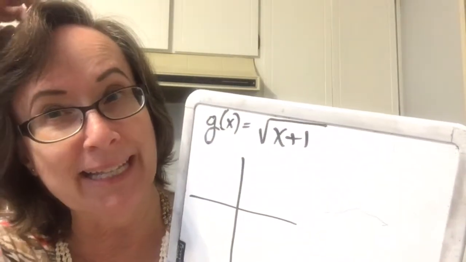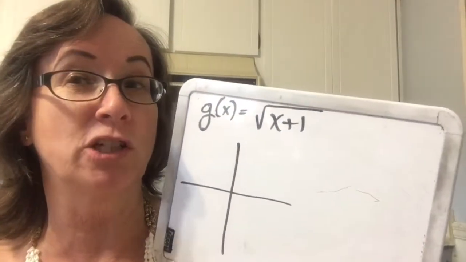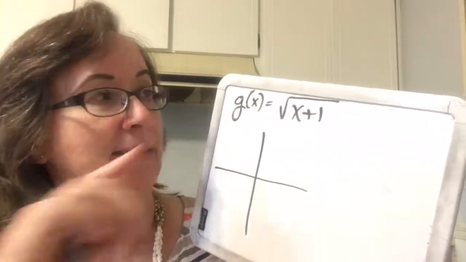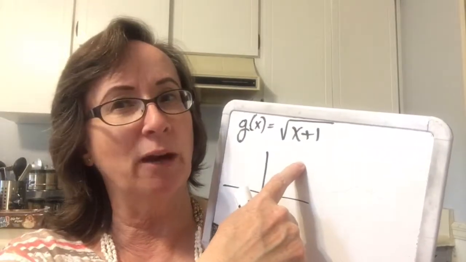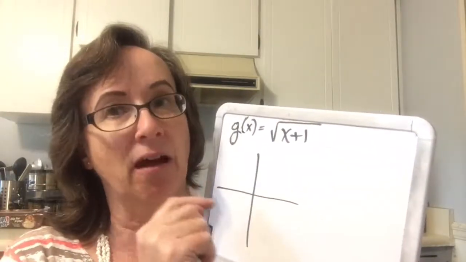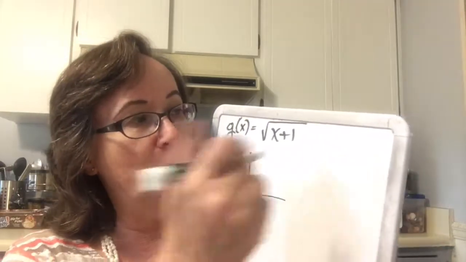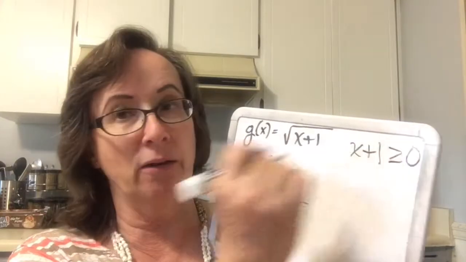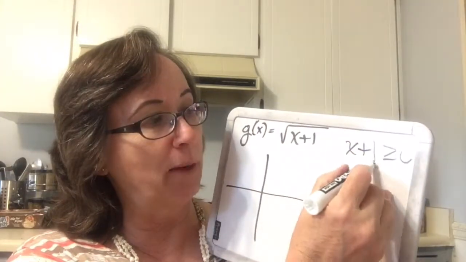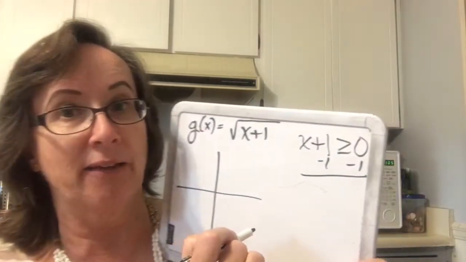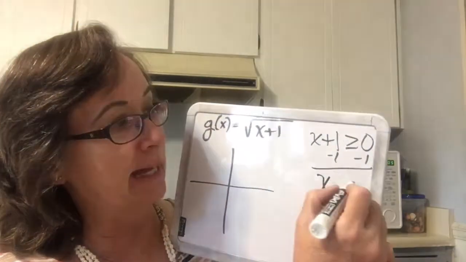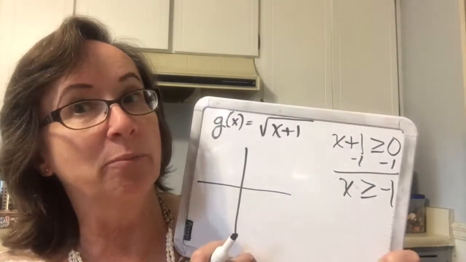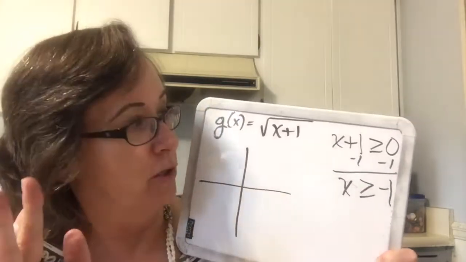But if I have something going on inside my function, this is a square root function, if I have something going on inside the function, it will move that function to the left or to the right. Now, we know that this is a square root, and we know that whatever's inside it cannot be negative. So if you are setting x plus 1 greater than or equal to 0, you will see that when I take away 1 from both sides of that inequality, I will get x is greater than or equal to negative 1. So this actually moves the function one step to the left.